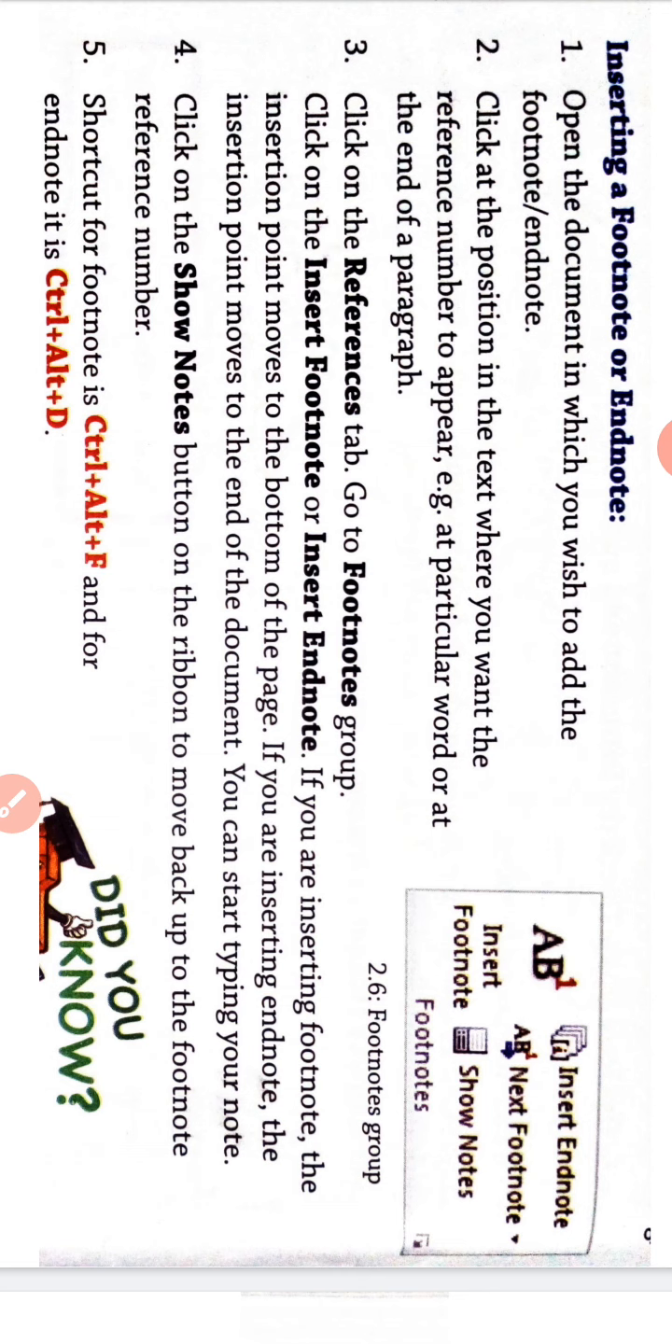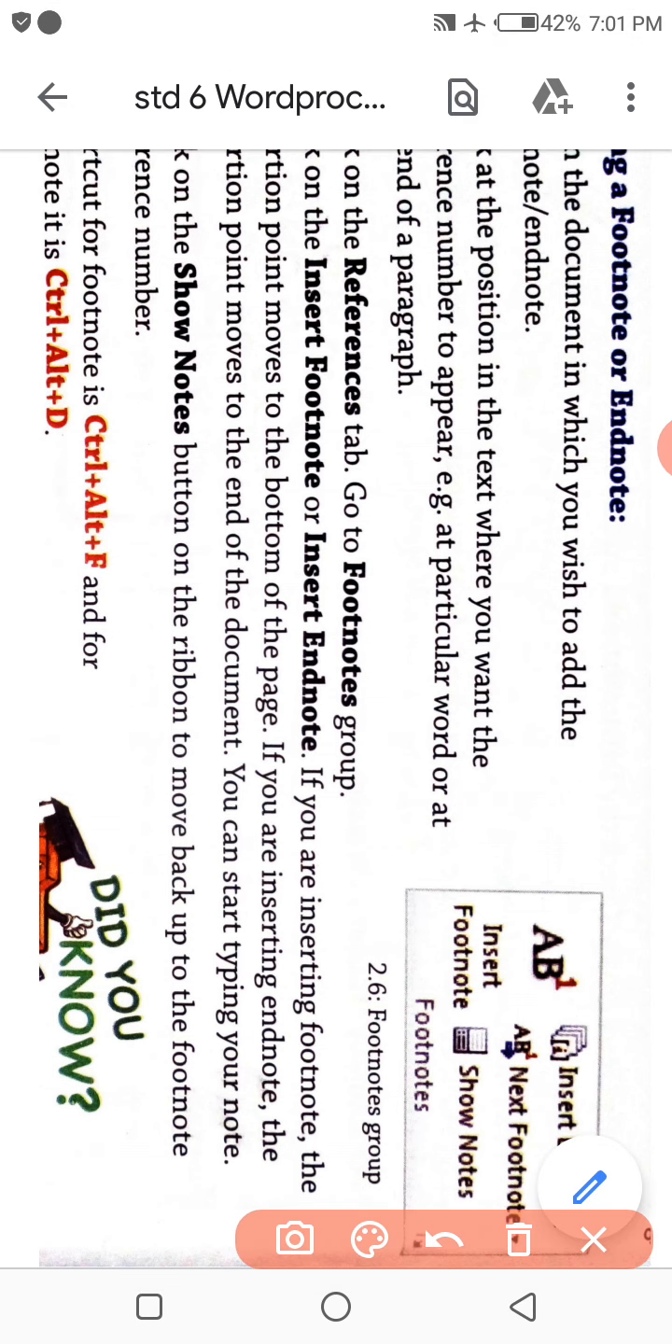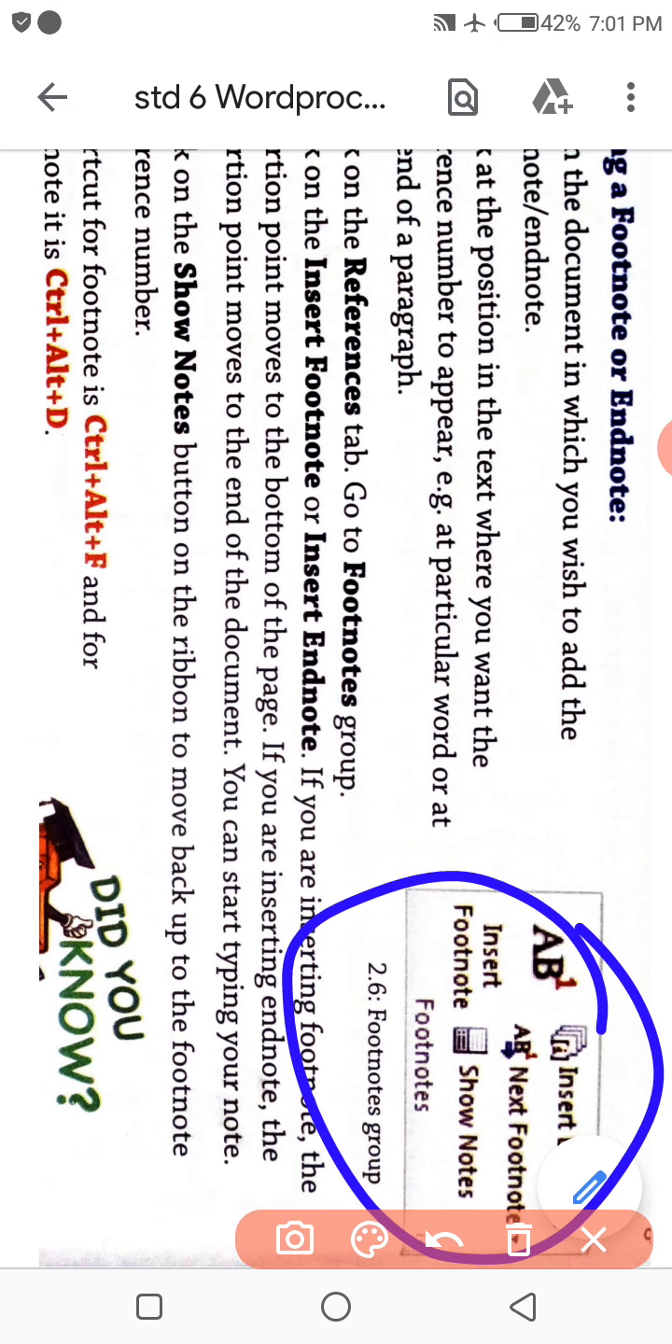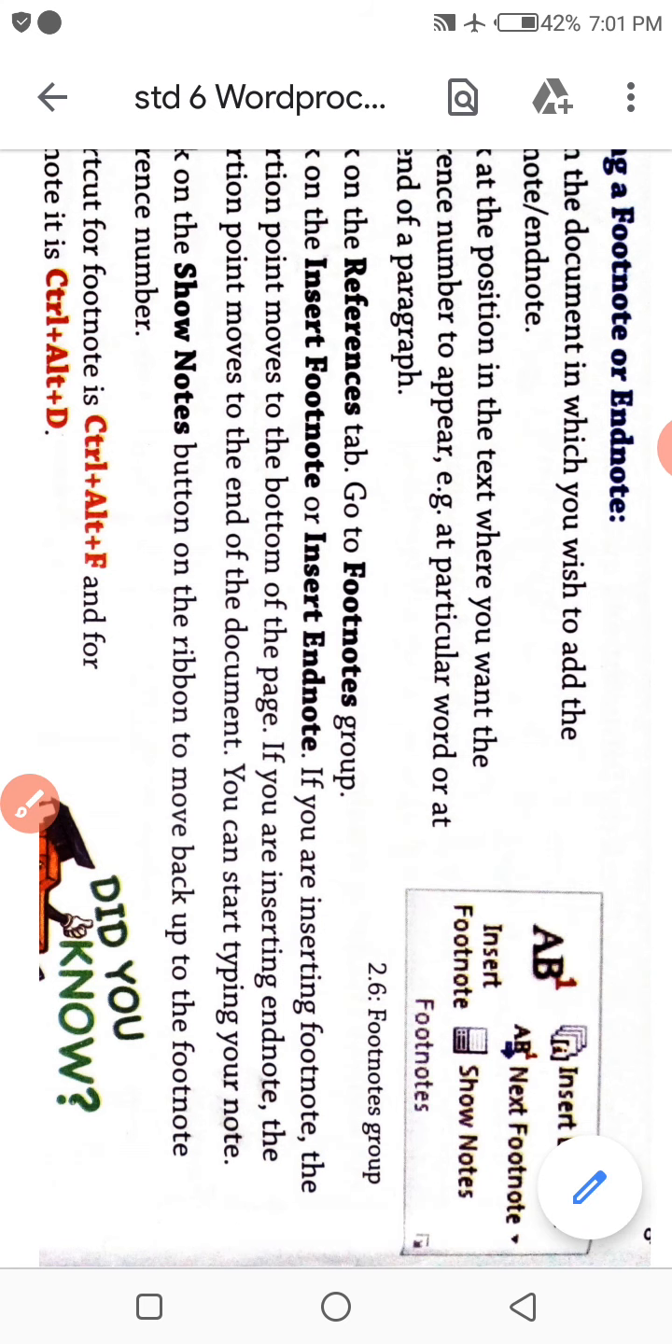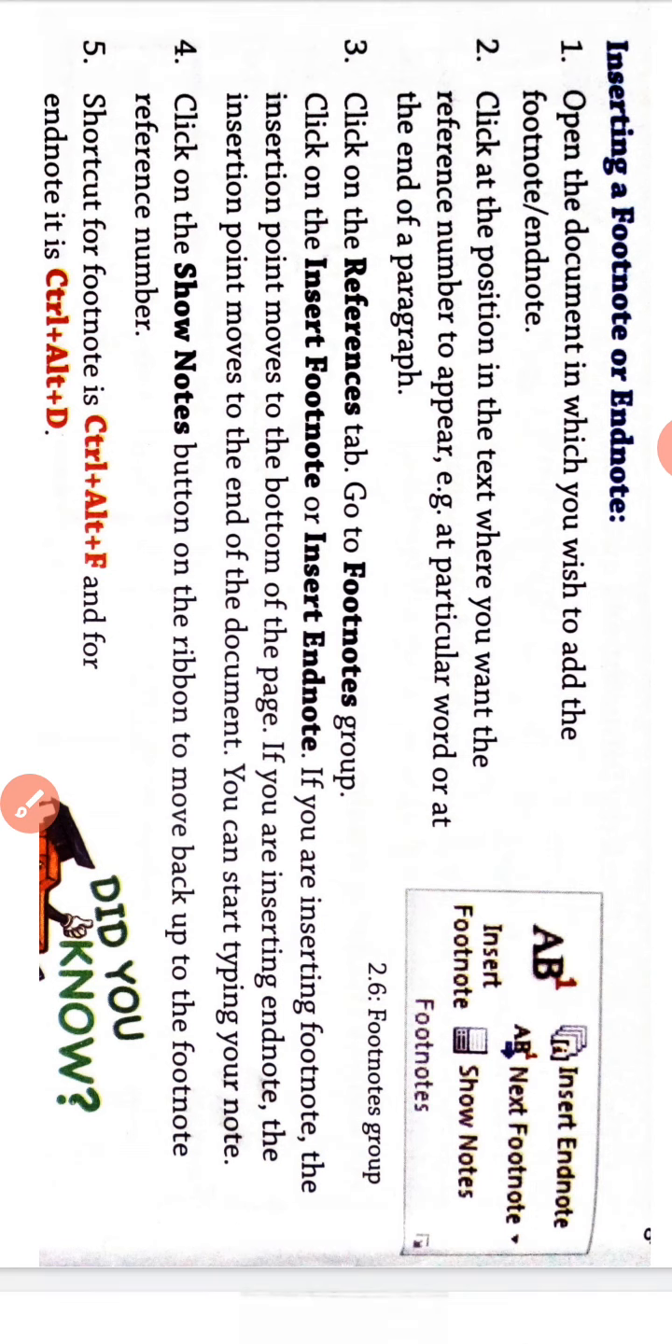Once again, the following steps to be followed while inserting a footnote or endnote. Step 1. Open the document in which you wish to add the footnote or endnote. Step 2. Click at the position in the text where we want the reference number to appear. For example, at a particular word or at the end of the paragraph. Step 3. Click on the reference tab. Go to footnotes group.